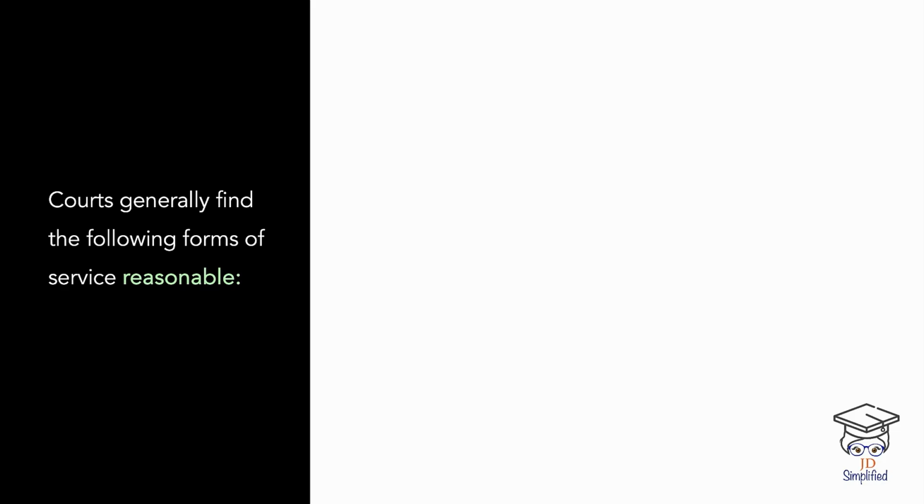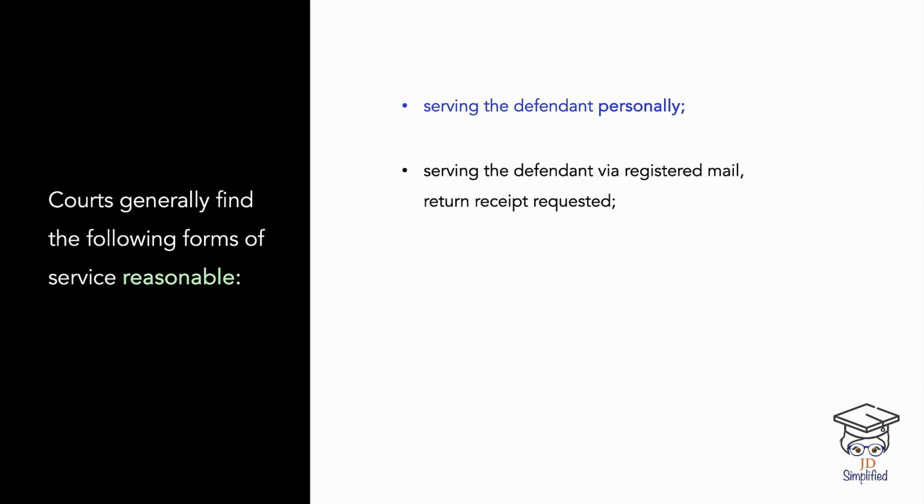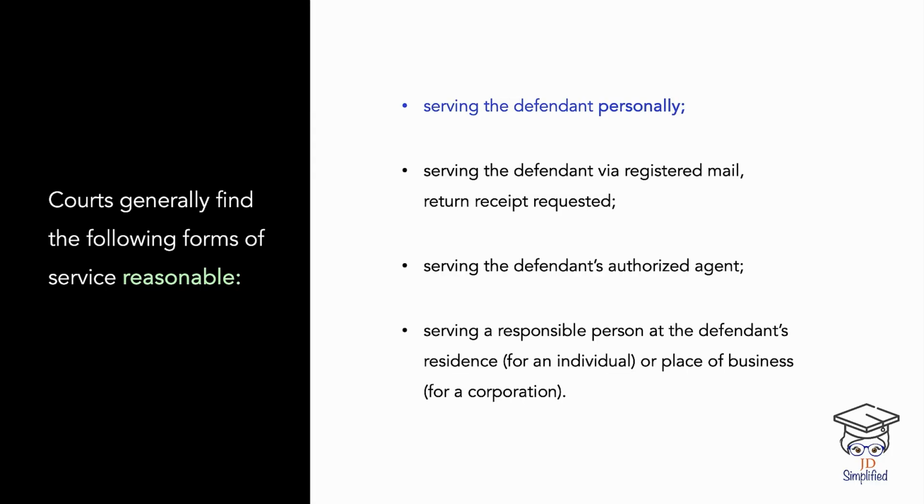Courts generally have found the following forms of service reasonable under the circumstances. Serving the defendant personally, that is the king. That's the preferred one, right? But it's not always possible. Serving the defendant via registered mail, return receipt requested. Serving the defendant's authorized agent. Serving a responsible person at the defendant's residence for an individual or place of business for a corporation.